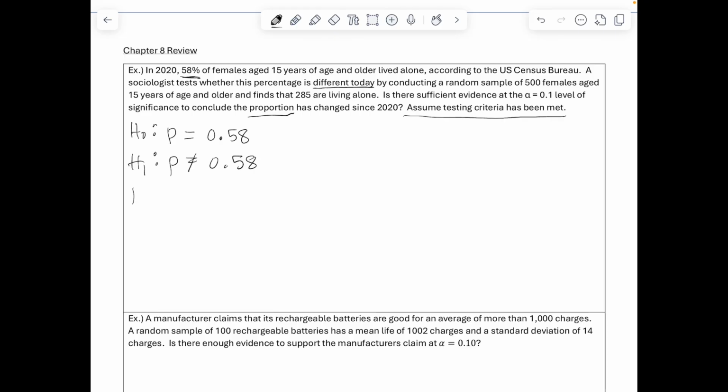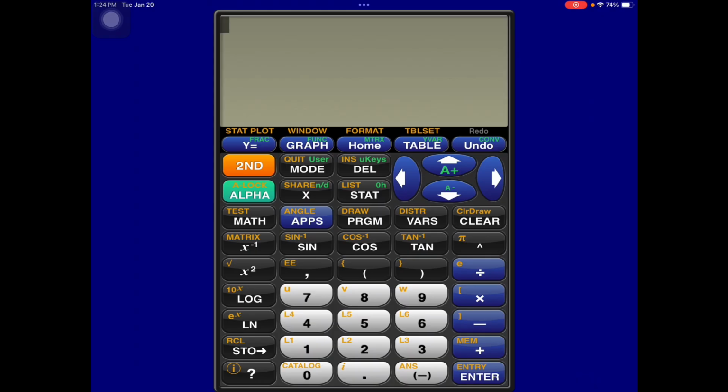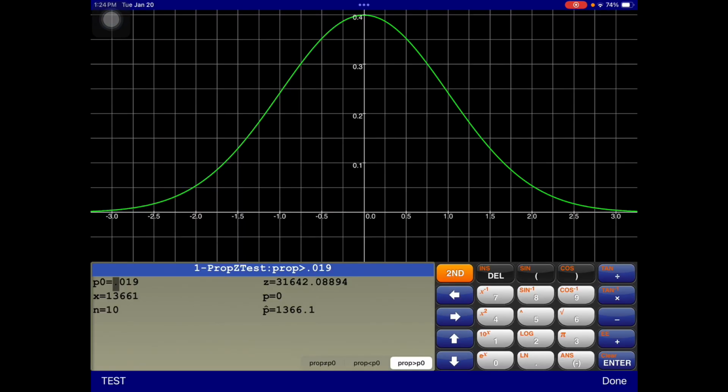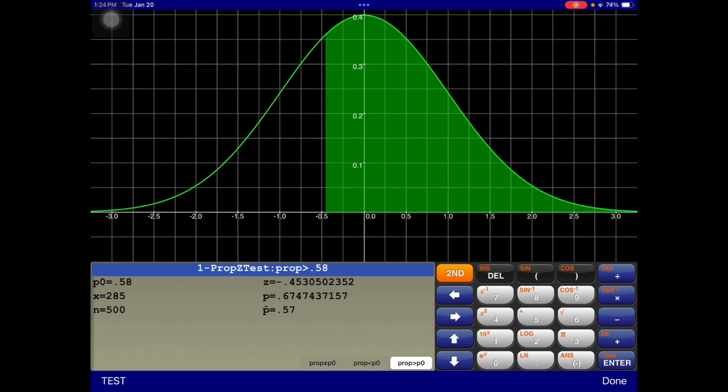And so we are using proportions. And so in order to do this, we're going to go to one prop Z test. And with that, X is the number of women that are living alone, which is 285. And N, which is our sample, would be 500. On the graphing calculator, we're going to go stat, test, and then one prop Z test. For this, P naught is equal to that 0.58. X is equal to 285. And N is equal to 500.